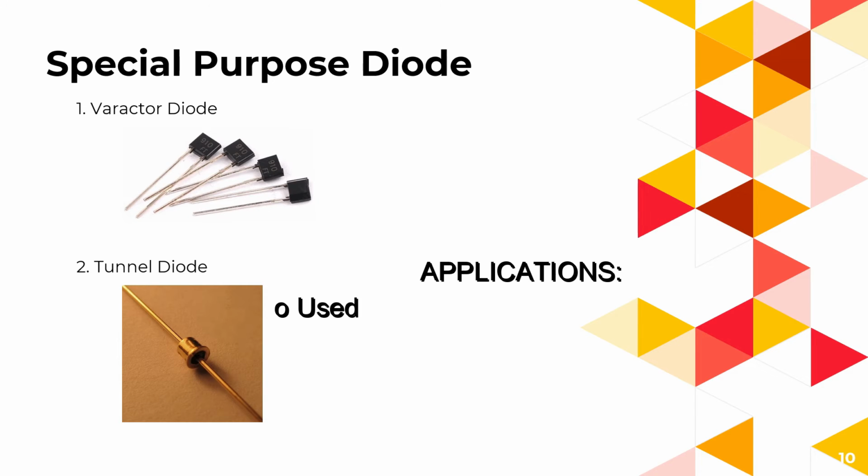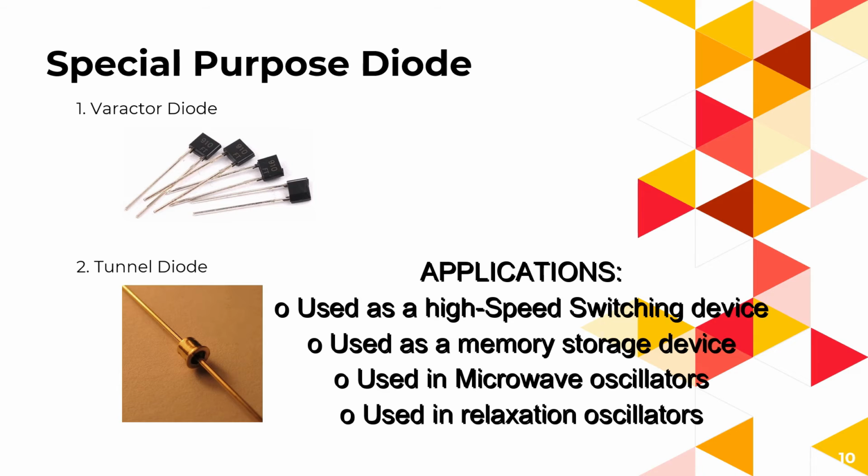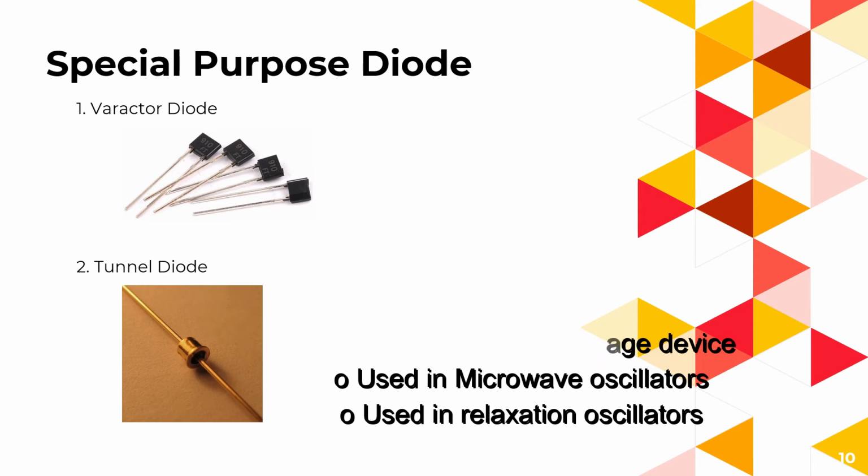Applications of tunnel diode. There are many applications for tunnel diode such as use as a high-speed switching device, use as a memory storage device, use in microwave oscillators, and lastly, use in relaxation oscillators.